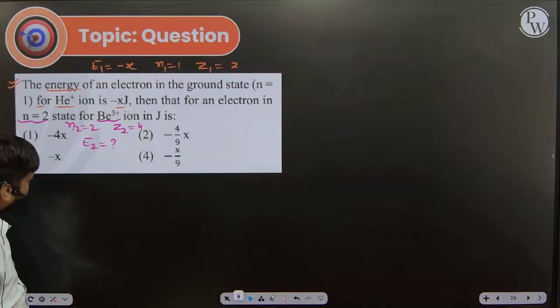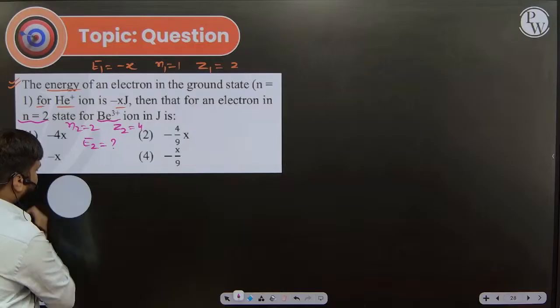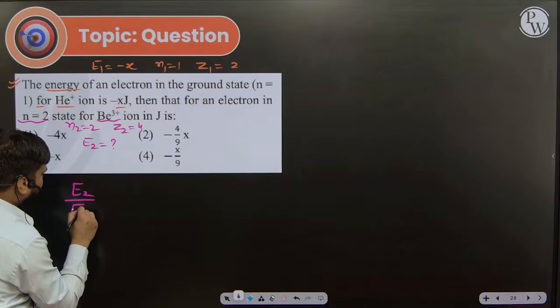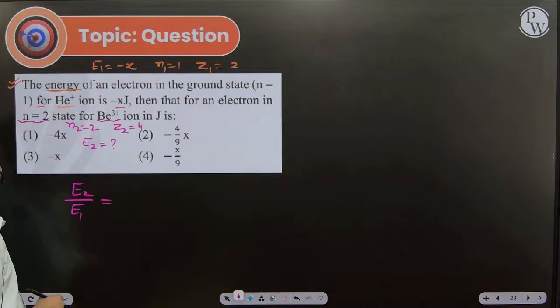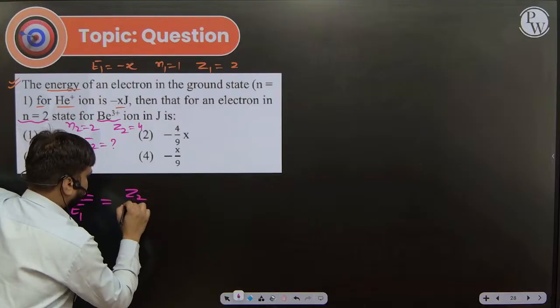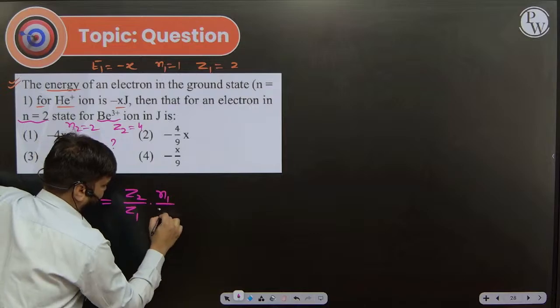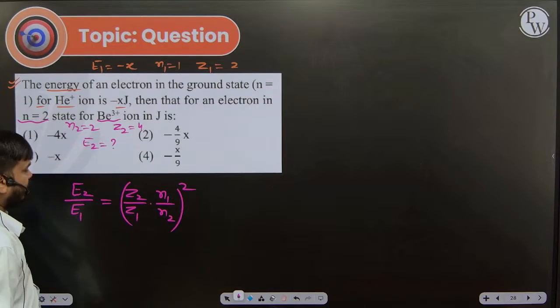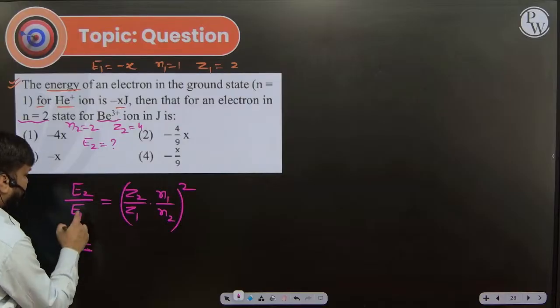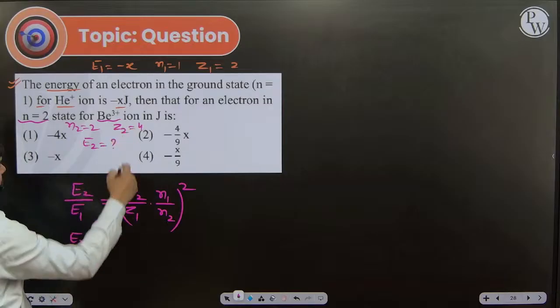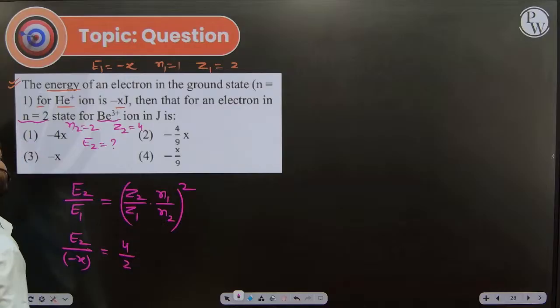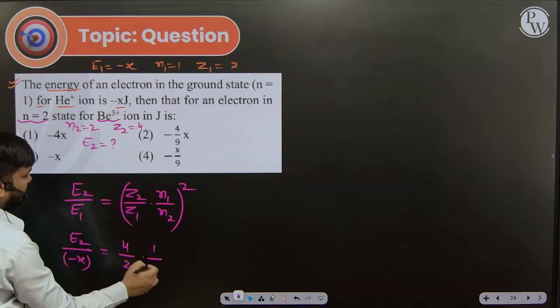Just now we saw the formula, and we are going to use E2 by E1. E2 by E1 will be equal to Z2 by Z1 and N1 by N2, and the whole square of that. E2 has to be calculated, E1 is minus x. Z2 is 4 by Z1, Z1 is 2, multiplied with N1, N1 is 1, and N2, so N2 is 4.